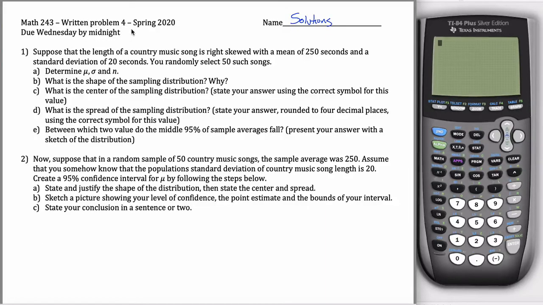All right, here's a solution to the fourth written problem for Math 243. Two different questions here, one dealing with the sampling distribution, one dealing with confidence intervals. So we'll just go through them one at a time.